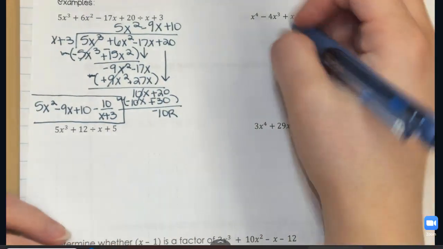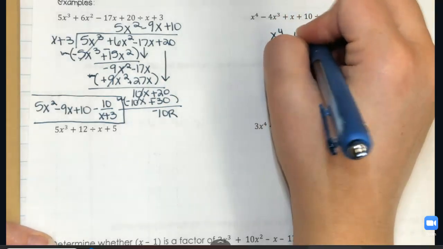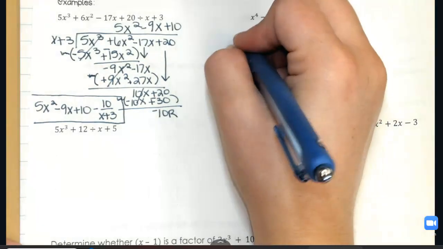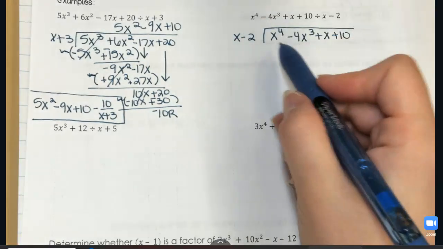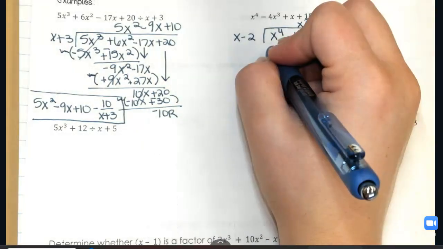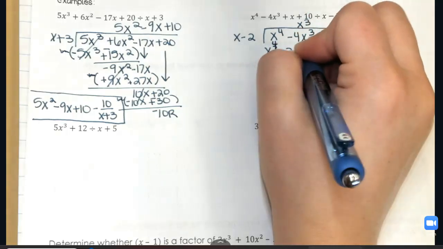Okay, let's get some more practice going here. For the next one, x to the fourth minus 4x cubed plus x plus 10 is going inside the house. X minus 2 is going outside. X to the fourth divided by x is x to the third. When I multiply both of those, I get x to the fourth minus 2x cubed.